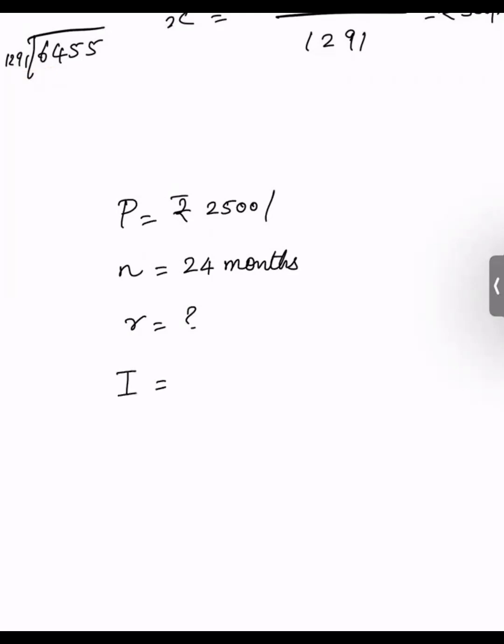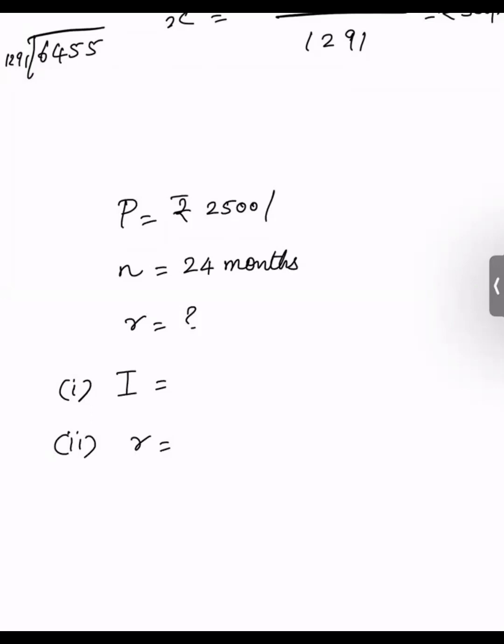He deposits 2,500 per month. For how many years? For 2 years. For 2 years means how many months? 24 months. And what is the rate of interest? We don't know the rate of interest. And they have asked you to calculate the interest paid by the bank. That is the first thing that you need to calculate. Second thing that you need to calculate is the rate of interest. So two things is what they have asked you to calculate. So let's find it out.